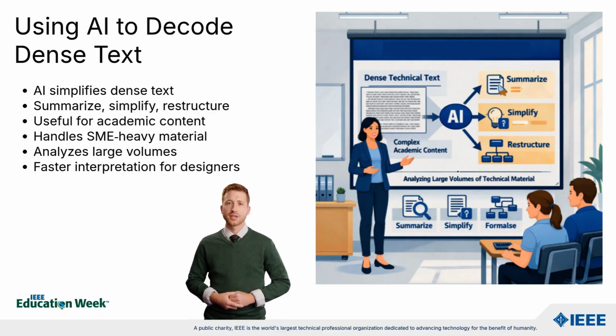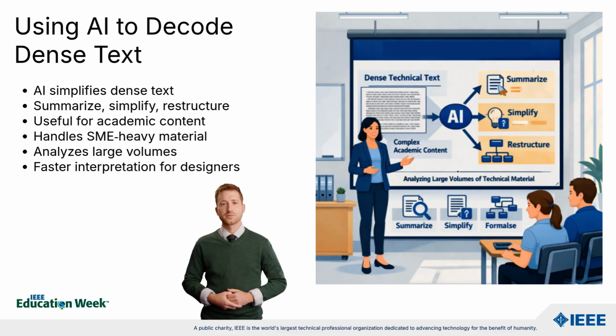When you paste dense technical text into an AI tool, it can quickly summarize, simplify, or restructure the material, making it far easier to work with. This is especially valuable when dealing with academic journals, research reports, or SME-heavy content that would normally take significant time to decode. The diagram here emphasizes that AI can analyze large volumes of technical material, giving designers a powerful way to break down complexity and extract meaning efficiently.